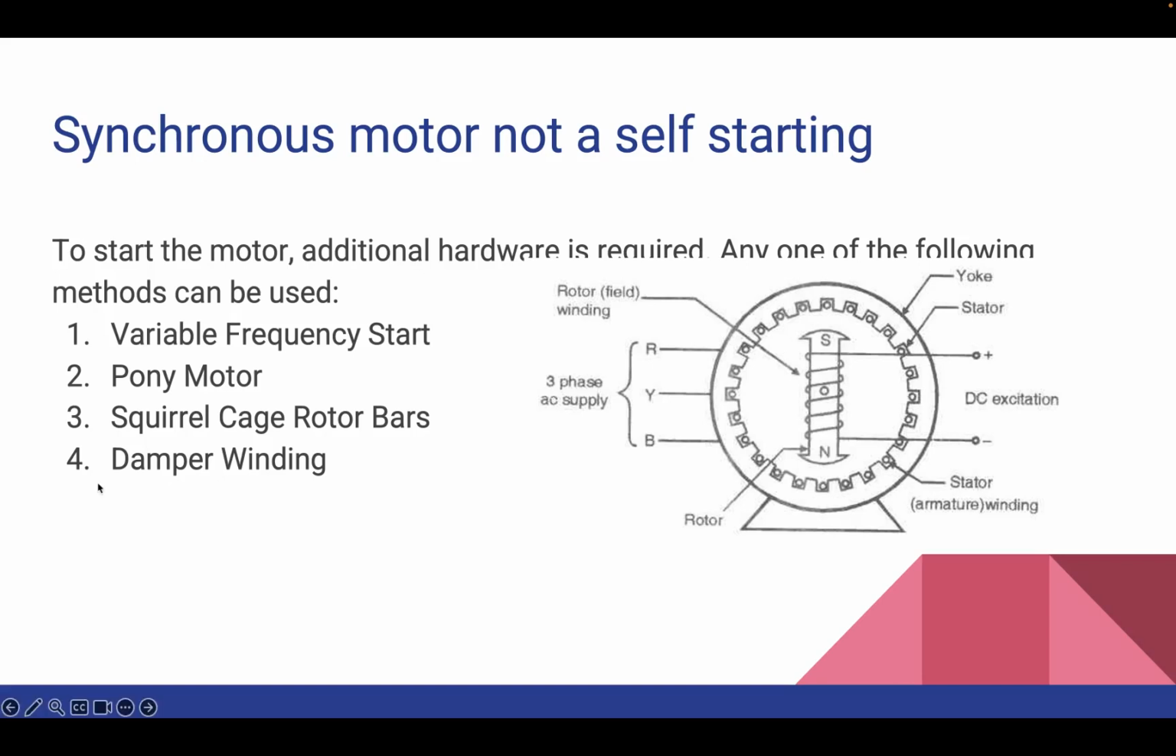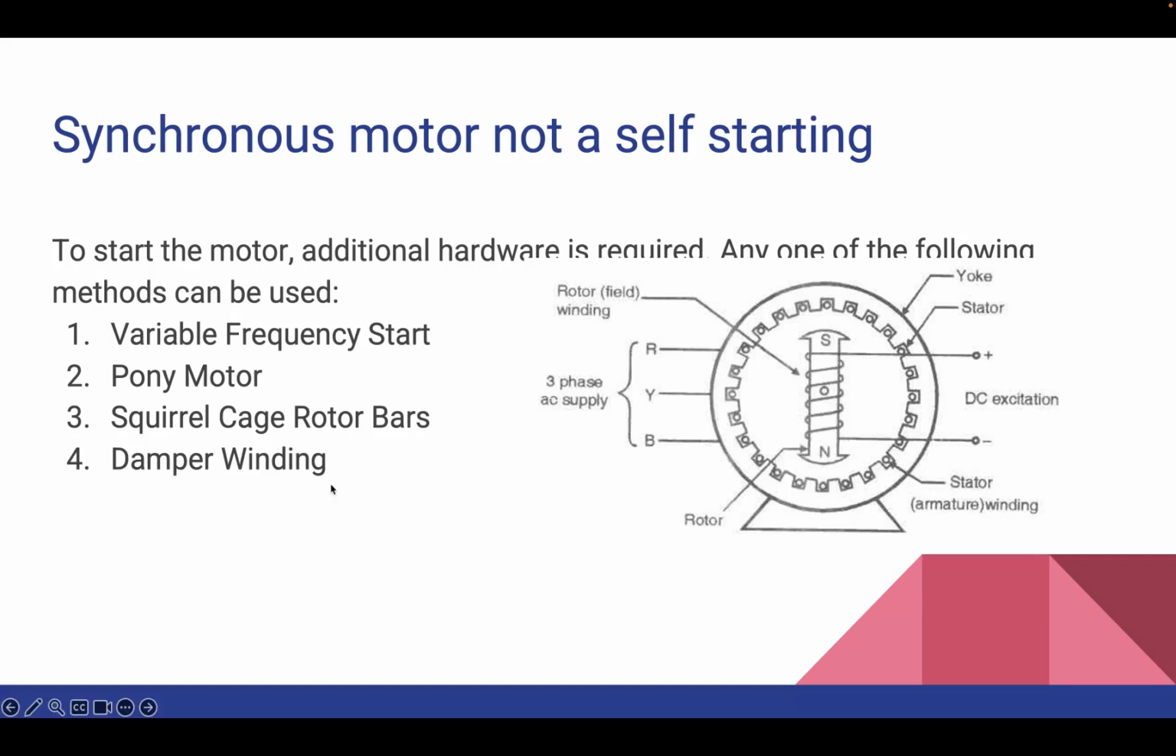And next is the squirrel cage rotor bars. Some synchronous motors incorporate squirrel cage rotor bars, similar to those used in the induction motor that we saw in the previous couple of lectures, and they are used in the rotor. These bars allow the motor to start as if it were an induction motor, providing an easier starting process, and then it behaves as a synchronous motor.